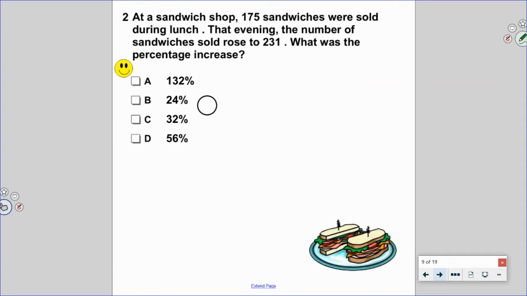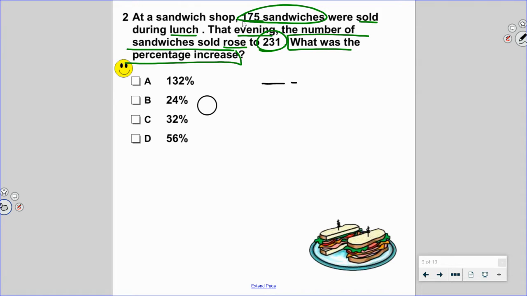Onward we go. Sandwich shop. 175 sandwiches were sold at lunch that evening, rose to 231. What was the percentage of increase? So immediately, the question is asking for the percent. Meanwhile, what was the original? The original, 175. So I make sure to write that in the original.